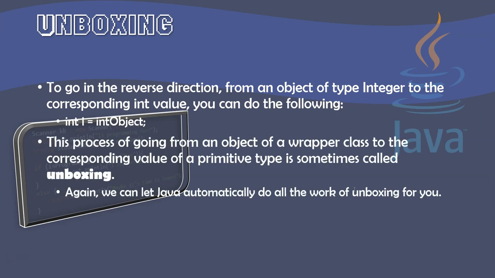This process of an object going from a wrapper class to the corresponding value of a primitive type is often referred to as unboxing because we're taking it out of that object type. And again, just as we did with boxing, we're going to let Java automatically handle all of that unboxing work for us.